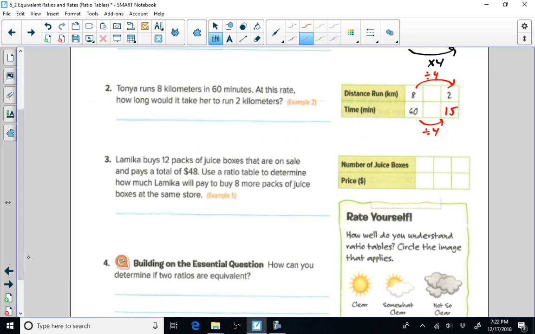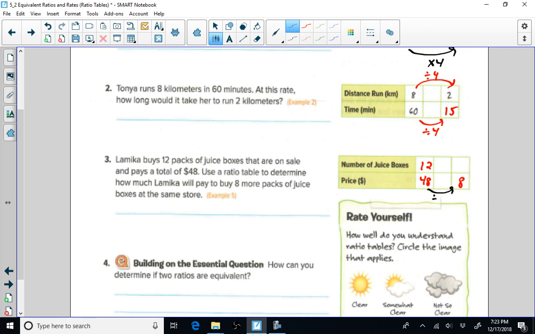Let's look at example 3. Lamika buys 12 packs of juice boxes that are on sale, pays a total of $48. So for 12 juice boxes, I'm going to pay $48. So I'm going to fill in that part of my ratio table. Use a ratio table to determine how much Lamika will pay to buy 8 more packs. So I want to go down here to 8. I can go from 48 to 8.